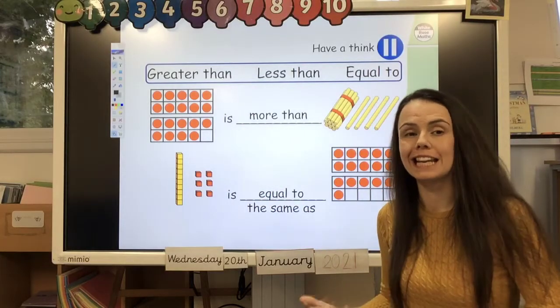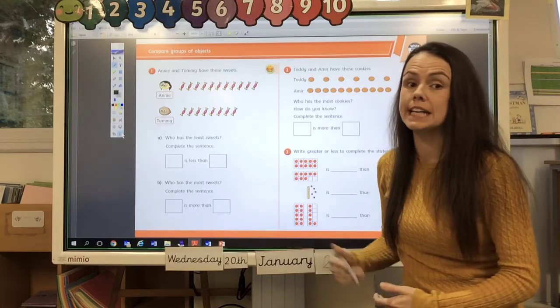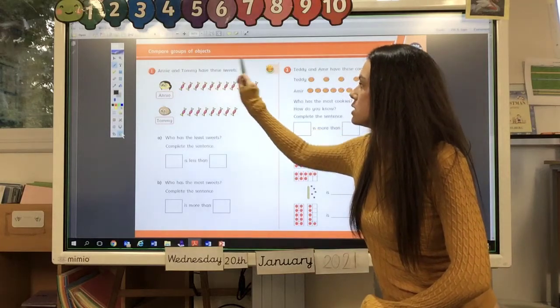Great work, Year 1. Let's go on to today's worksheet and see how we get on. Okay, Year 1, here's today's worksheet. So our first question is, Annie and Tommy have these sweets.